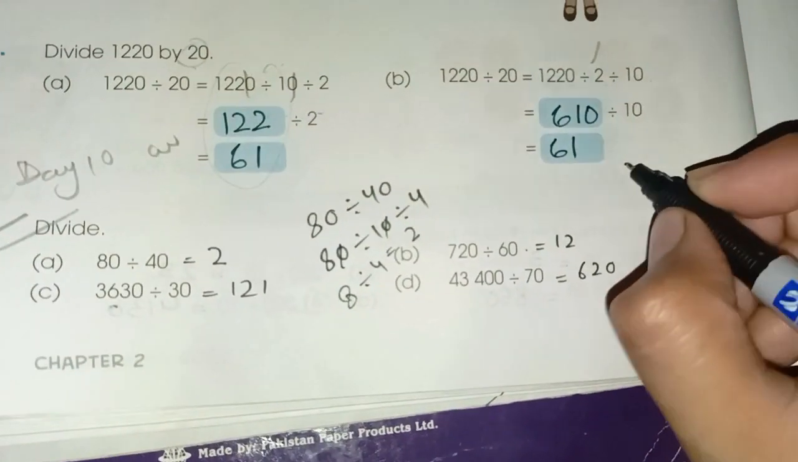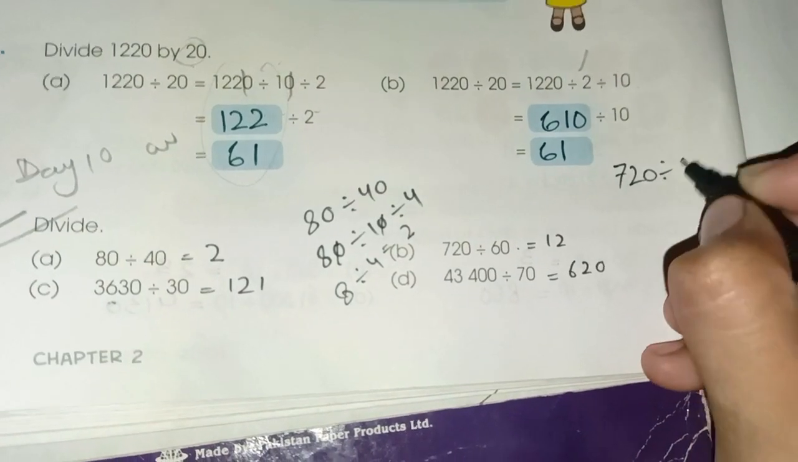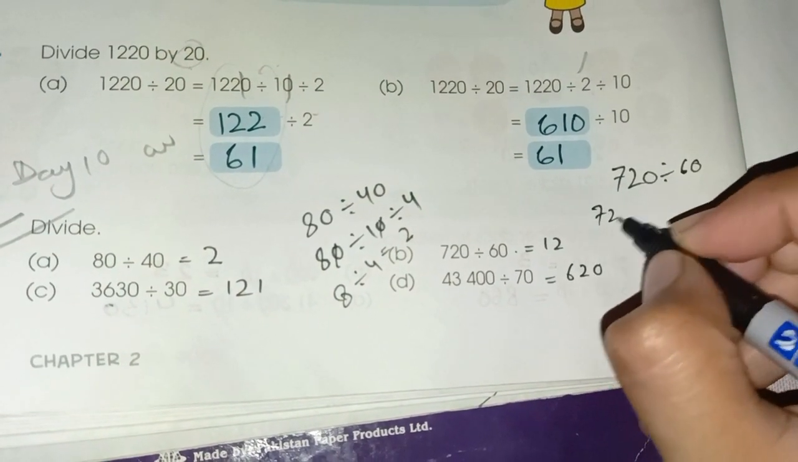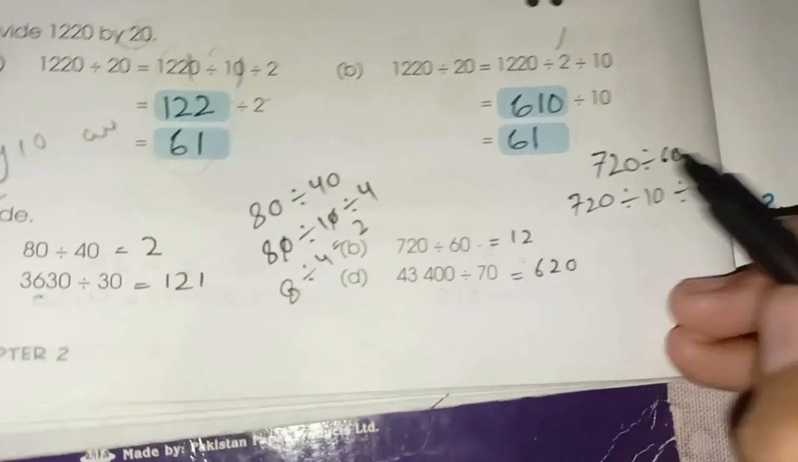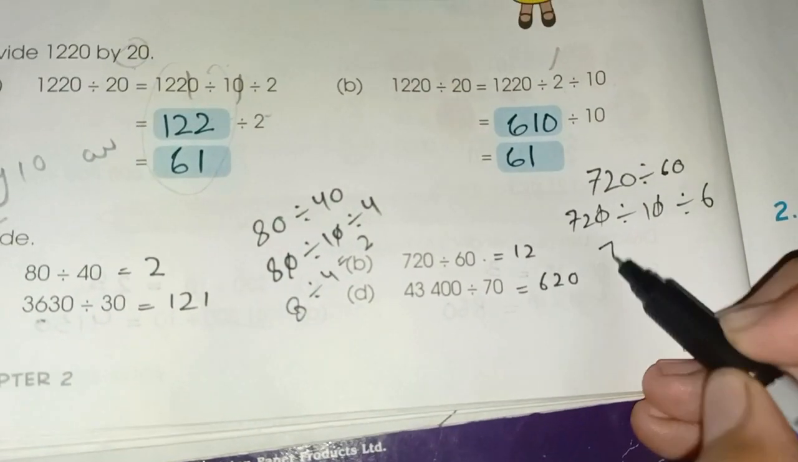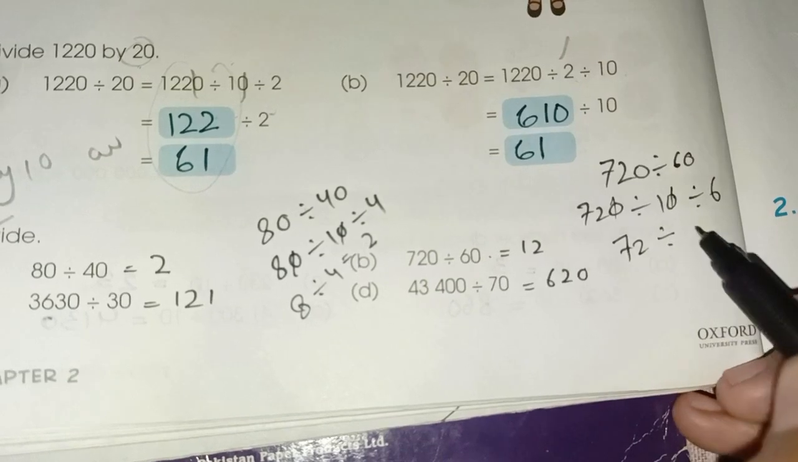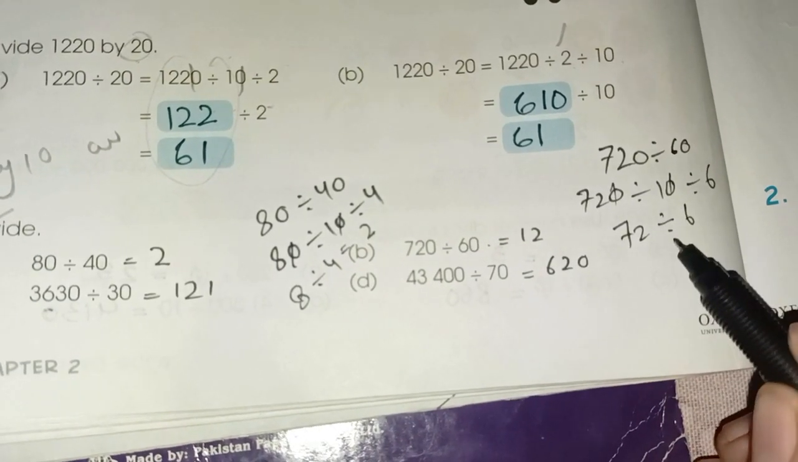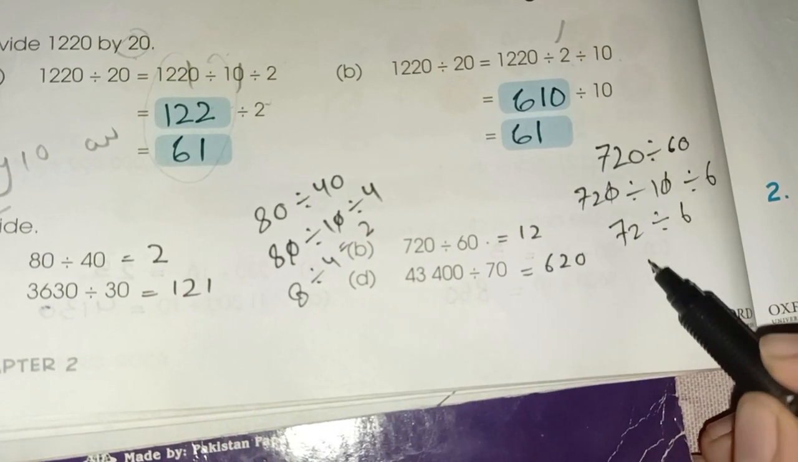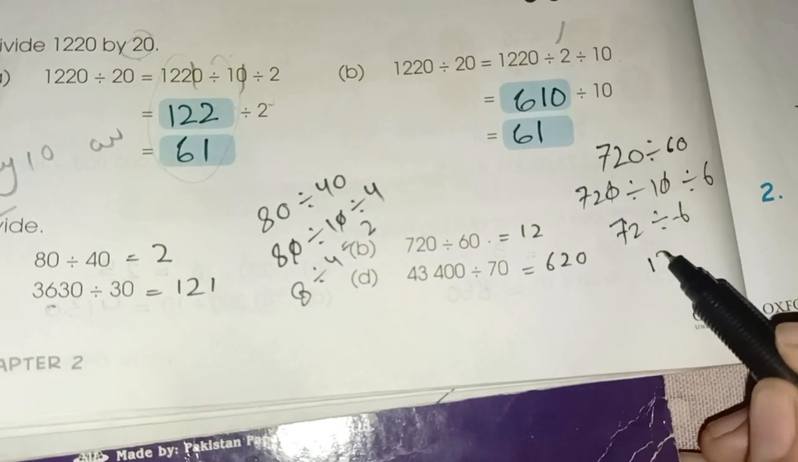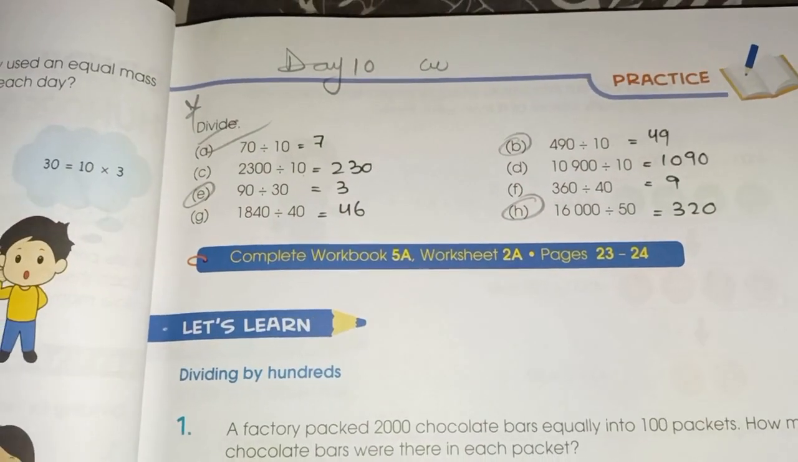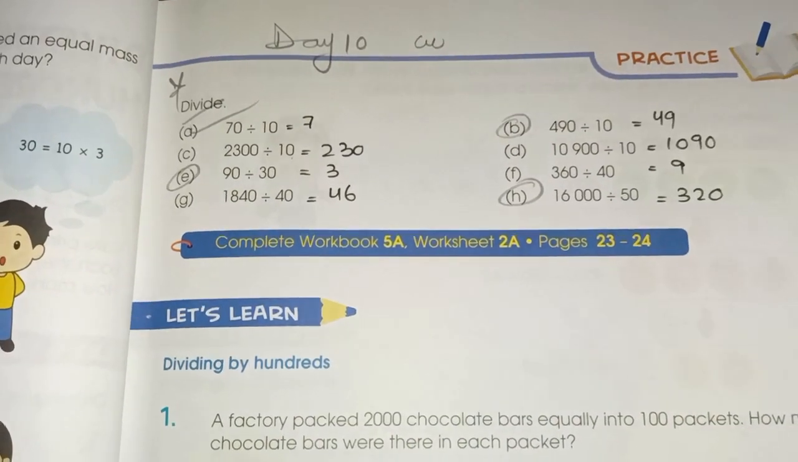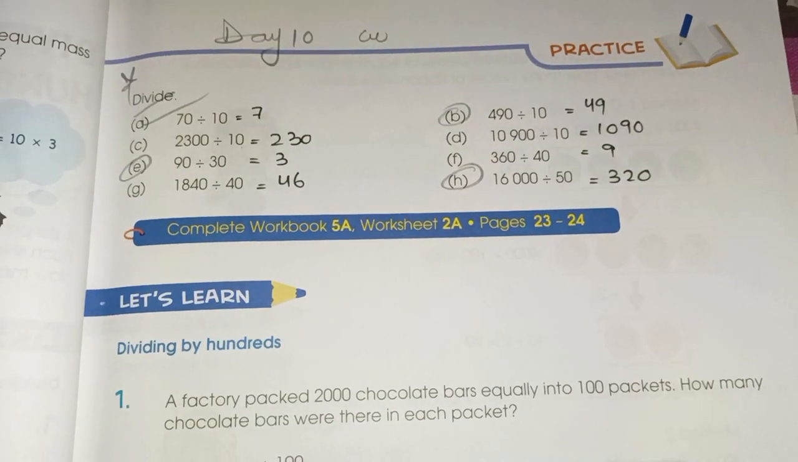720 divided by 60. 720, 10 and then 6. 0 and 0 are cut. 72 divided by 6. So we have 6 ones are 6, 1 here, 6 twos are 12. So the answer is 12. With the same method on page number 36, we are going to solve this practice work.